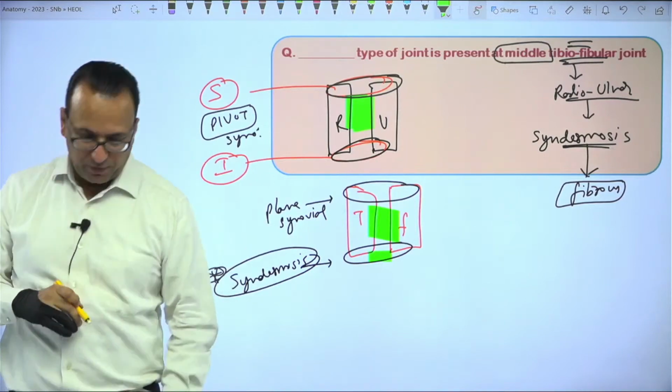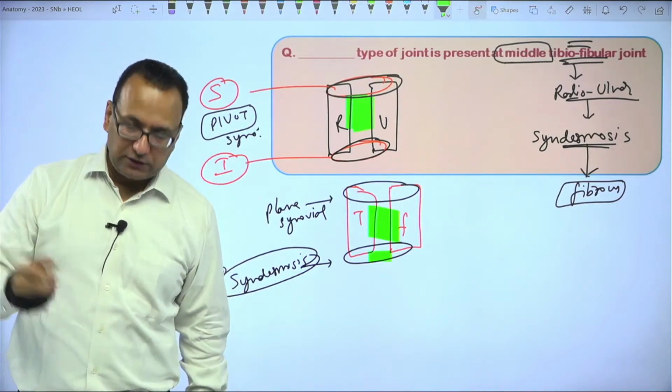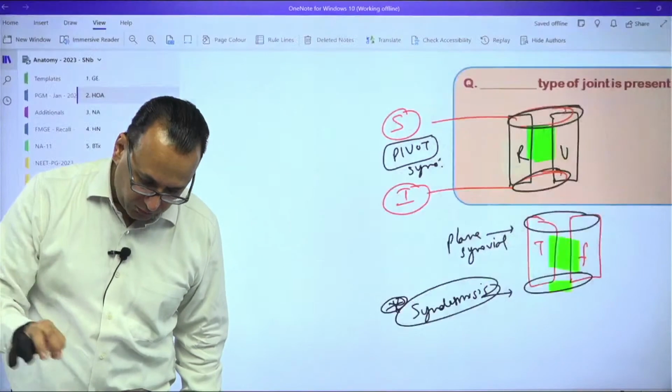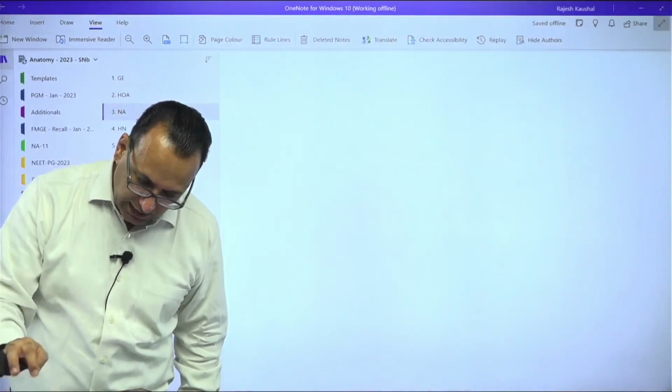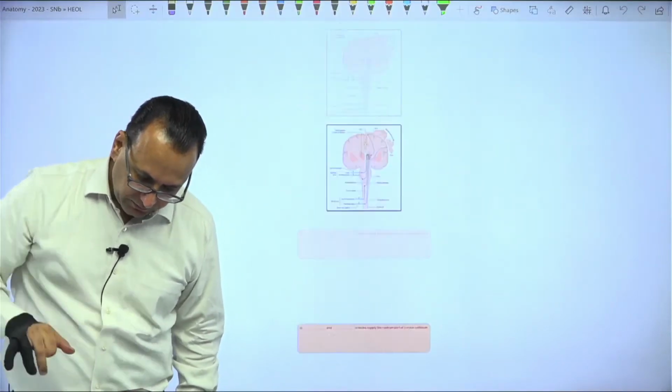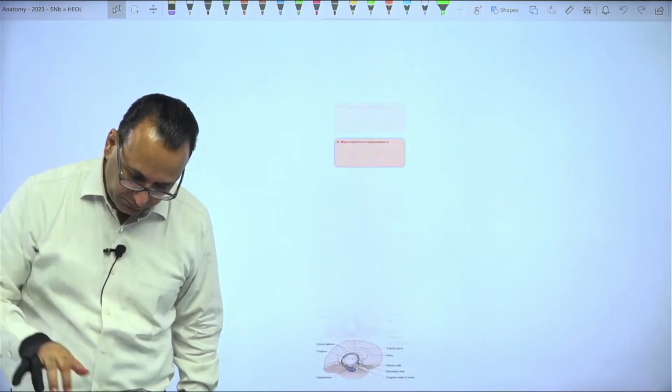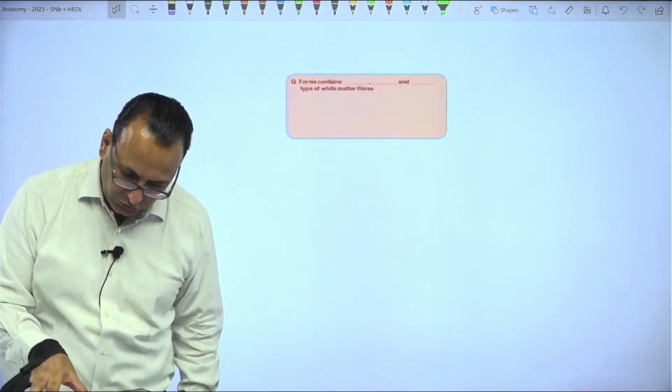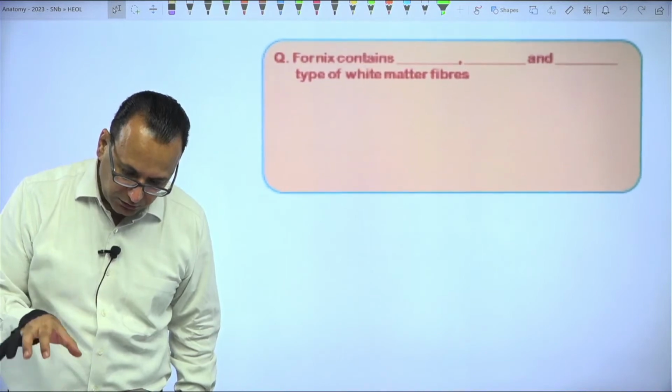Okay, right. So this was histology, arthrology, and we can move on to the neuroanatomy now. As you move on to neuroanatomy, you will find a lot of questions. What do you think is the answer to this question?